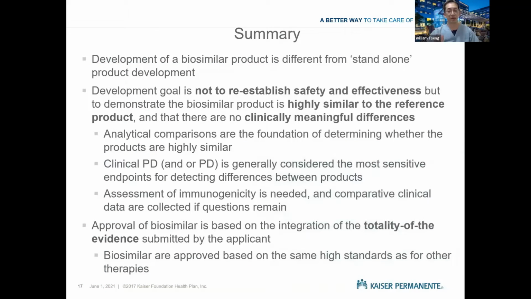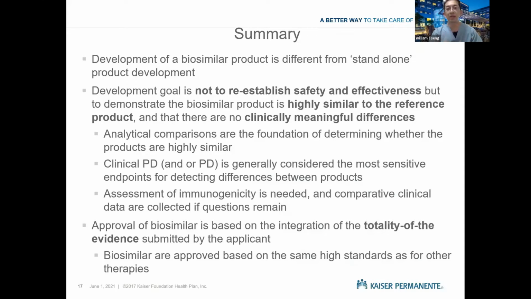So in summary of the first part, development of this biosimilar is very different from standalone development. Even though it's a slightly different product, you don't start from the very beginning. You can base it on what the original or reference product has done already. The development goal is not to reestablish the safety and effectiveness. It's really looking at, is there any clinical difference from the original product?